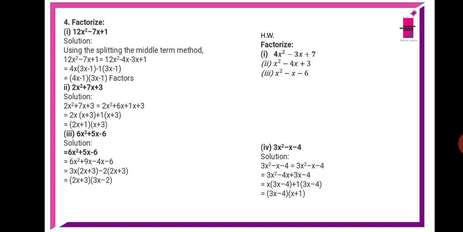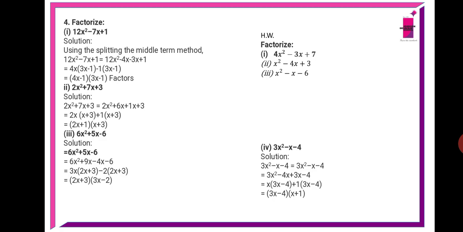So minus 36, if you split as plus 9 into minus 4, plus 9 into minus 4 is minus 36, and plus 9 minus 4 is plus 5. So now 5x can be split as plus 9x minus 4x. So 6x square plus 9x minus 4x minus 6.